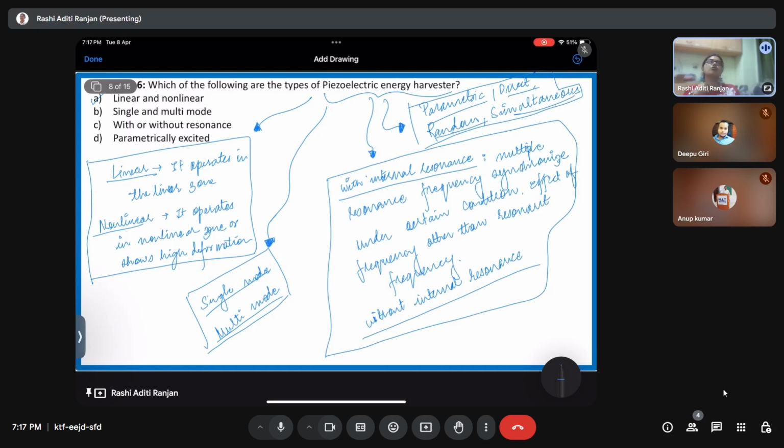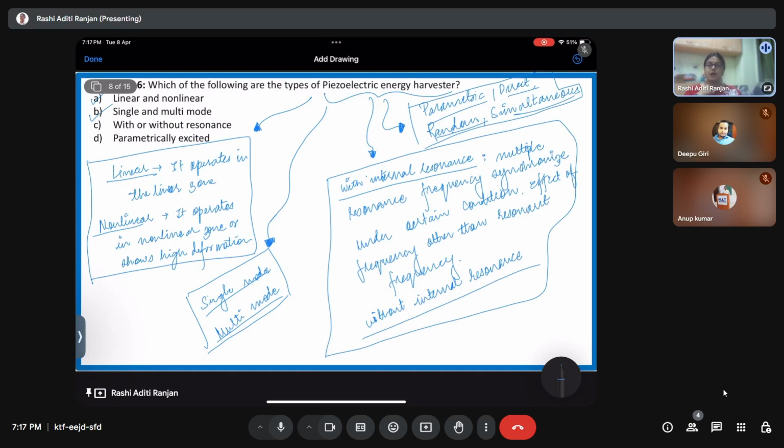Eventually, if the movement is very small with respect to the dimension of the system, we would say it's a linear case because deformation is small, so we can approximately write it in terms of the linear equations. However, if the deformation is very large, it is going to be a non-linear case. Then we have single mode or multi-mode. Yes, because of the presence of the frequency that is in the energy harvester. If there is a single frequency, it is going to be a single mode energy harvester. If there are more frequencies, then it is going to be a multi-mode piezoelectric energy harvester.